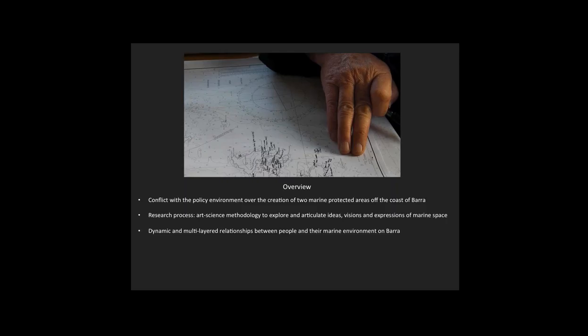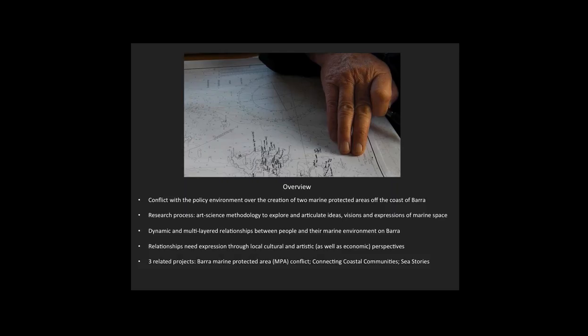What I also hope to give you a sense of is the kind of relationships that people on Barra have with their marine environment, and how complex that is, so a sense of the social ecological rather than just the ecological or the social environment on Barra. What I hope that this work shows is the importance of expressing these kinds of complex relationships in ways that are not just reflecting economic perspectives but incorporate cultural perspectives as well.